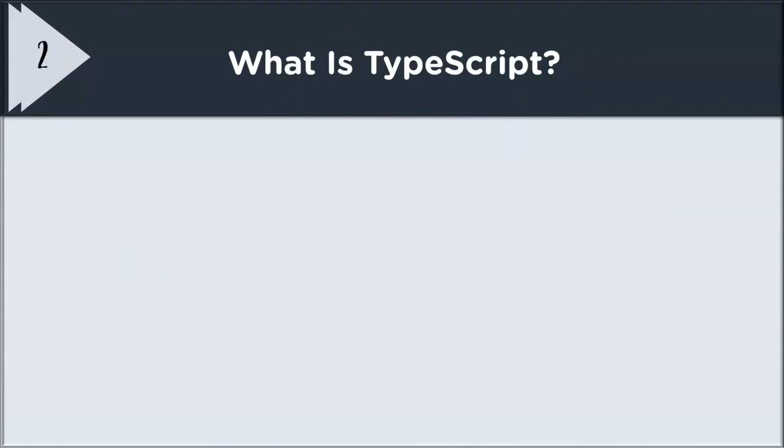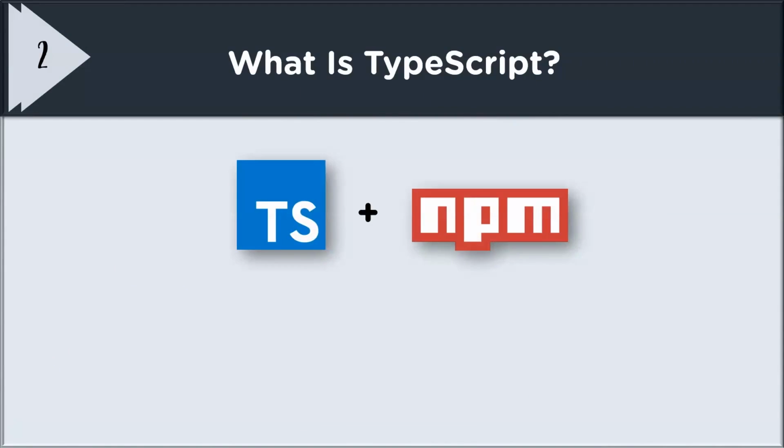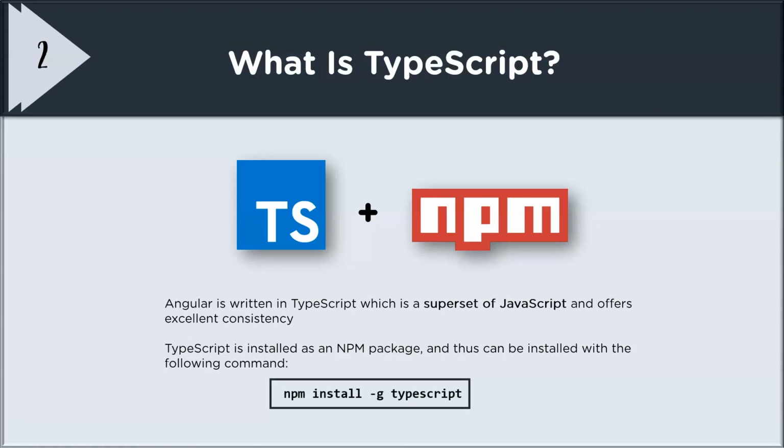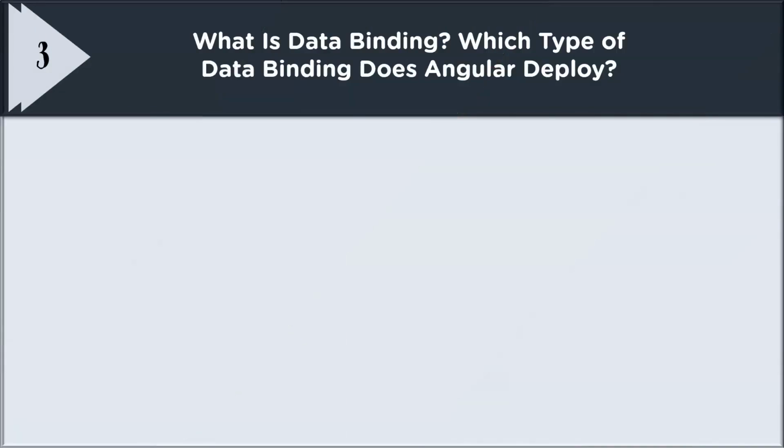Next up is what exactly is TypeScript. TypeScript is a superset of JavaScript that offers excellent consistency. It is highly recommended as it provides some syntactic sugar and makes the code base more comfortable to understand and maintain. Ultimately, TypeScript code compiles down to JavaScript that can run efficiently in any environment. Typically TypeScript is installed as an npm package and thus can be installed with the following command, that is npm install -g typescript.